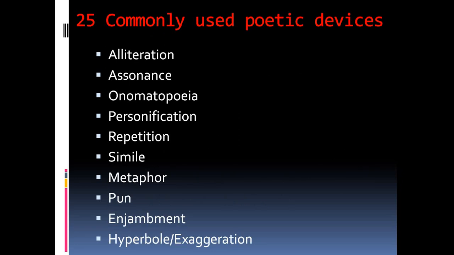Now let me give you a list of the 25 commonly used poetic devices. You will not find most of the devices in every poem, but you will find the devices in different poems. But you need to understand what kind of device this is, why it is called alliteration, why it is called assonance, why it is called onomatopoeia. So I have listed, out of many, only 25 commonly used poetic devices for you. Today, in this first part of the video, I'll be discussing the first 10 devices.